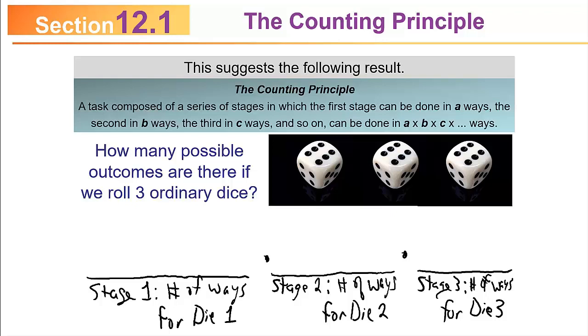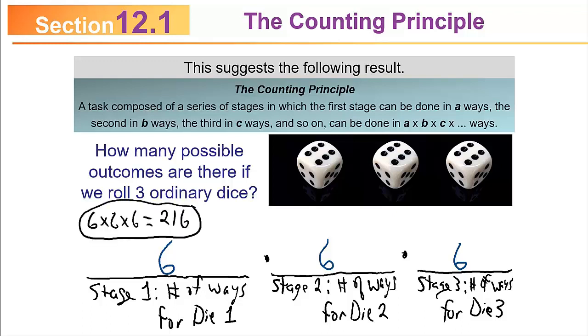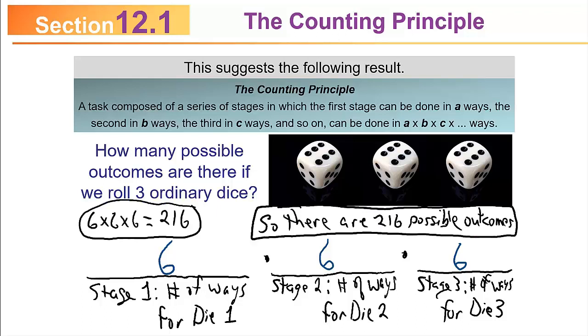Well, with the true-false question, there's only 2 possibilities, but with an ordinary 6-sided die, there are 6 possibilities. But not just for the first die, there's also 6 for the second and 6 ways for the third one. And by the counting principle, we take 6 times 6 times 6, and we get 216. So there are 216 possible outcomes when you roll 3 ordinary 6-sided dice.